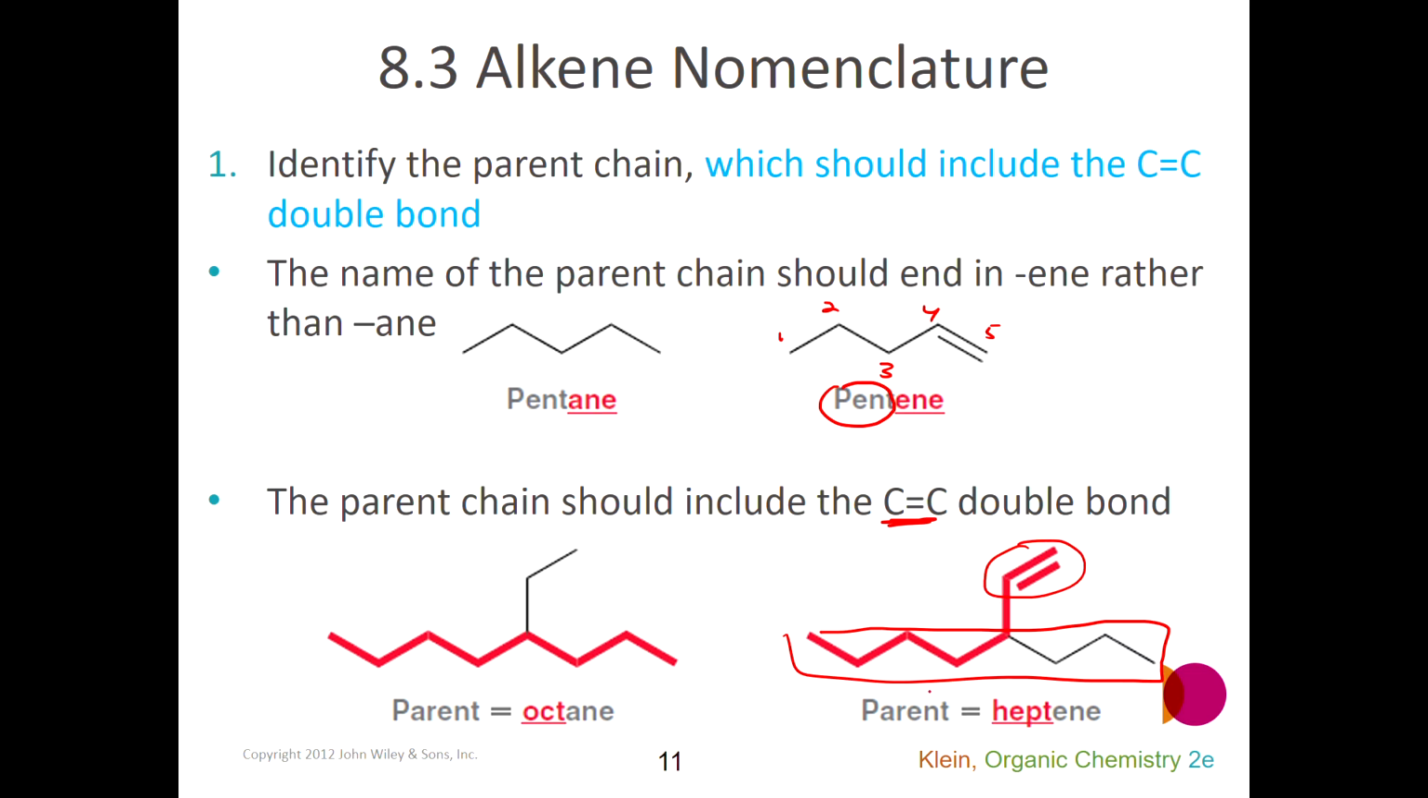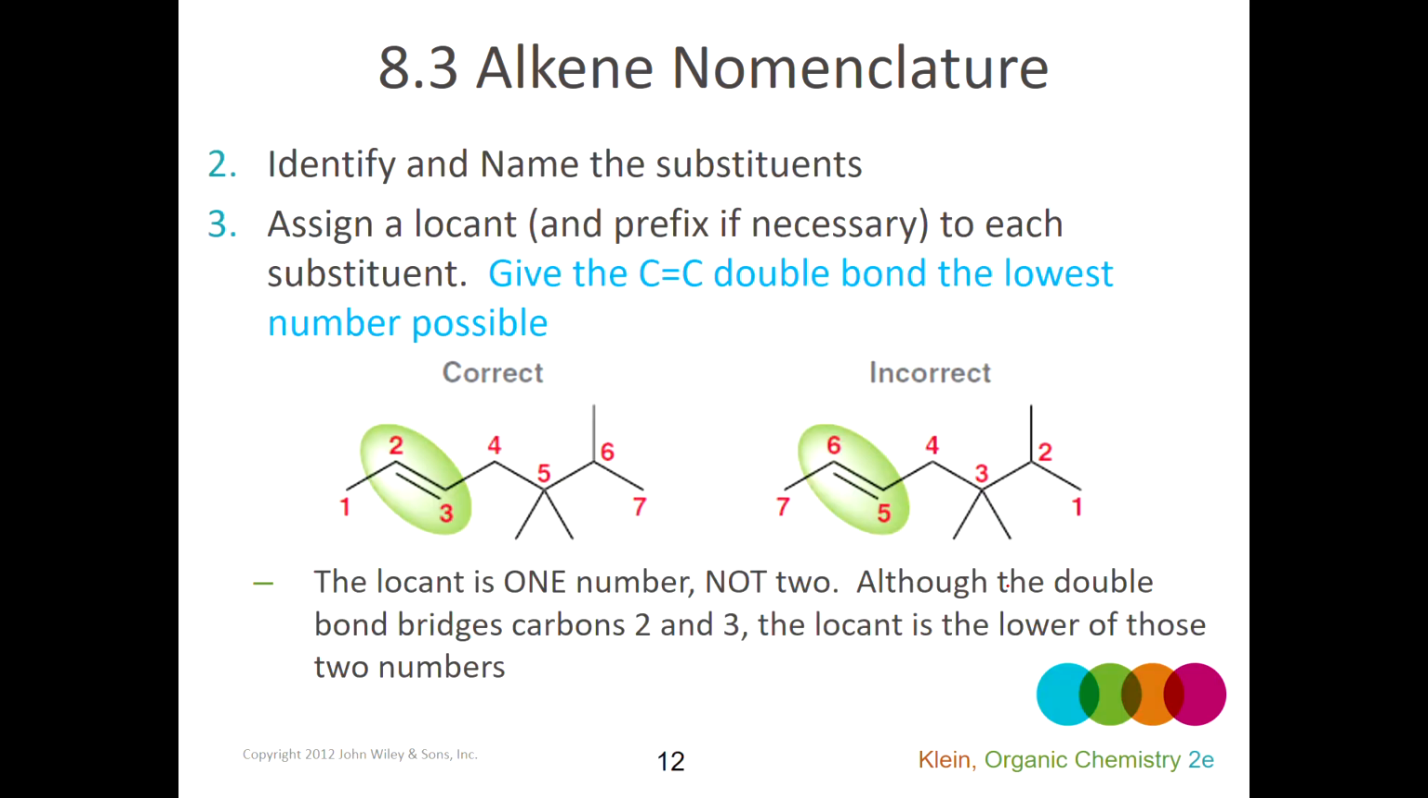So no longer is the longest chain of carbons necessarily the parent. Now we want to look for the longest chain of carbons that actually includes the double bond in that chain. And as we said before, we want to give the double bond the lowest number possible, and when we're giving it a number, you'll notice that the double bond bridges 2 carbons. So if I were numbering this parent chain, it's got 7 carbons. I could number from left to right, or I could number from right to left. If I number from left to right, what number do I give the double bond? Well, it's bridging carbon 2 and 3.